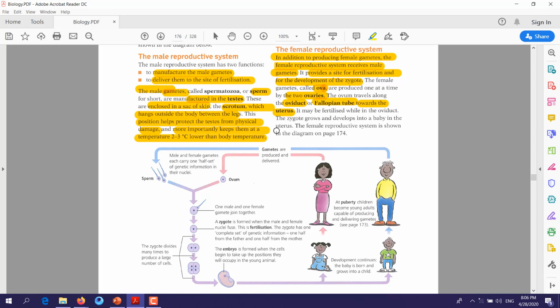While this ova is traveling, there may be a fertilization. If there is fertilization, it will take place when the ova is in the oviduct. It may be fertilized while in the oviduct, and then it will form the zygote. The zygote will grow and develop in the uterus. The uterus is the last part, where the zygote attaches to its walls and starts developing, making new cells and growing to form the embryo.